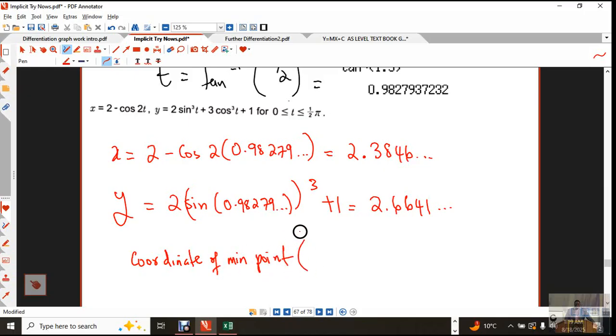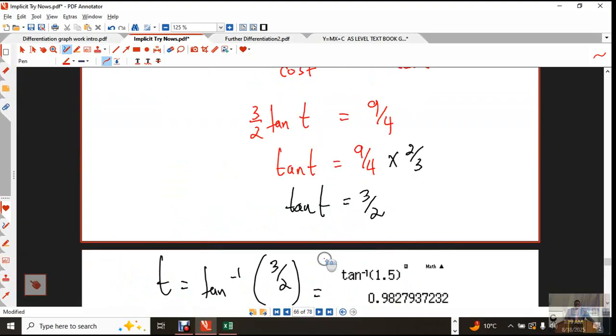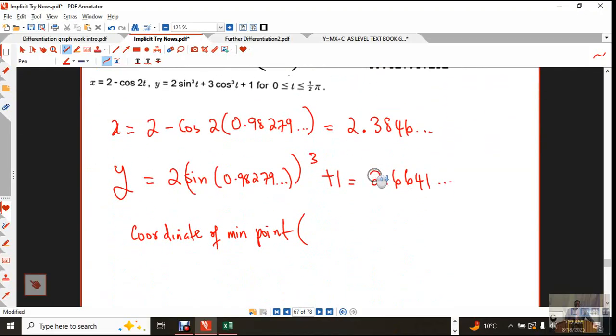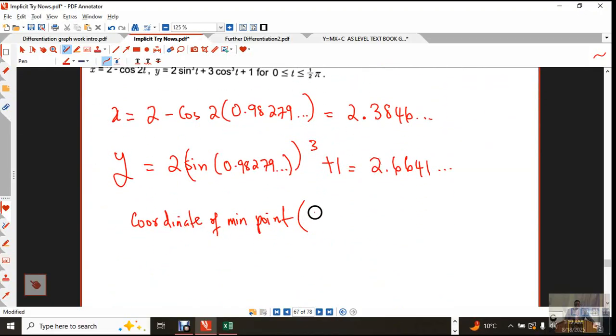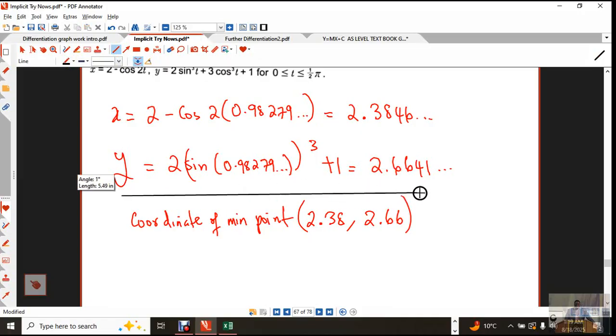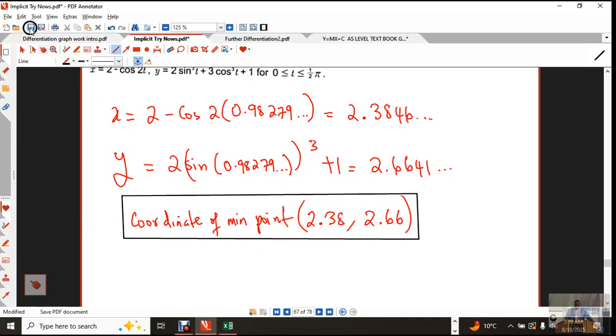to three significant figures, or did they say four significant figures? Just make sure what they said at that particular question. They say give this answer to three significant figures. Okay, cool. Three significant figures. It's going to be 2.38, and this one is going to be 2.66. Right, there we go. Those are the solutions, and we are good to go. So that took care of our answer for part B of the question.